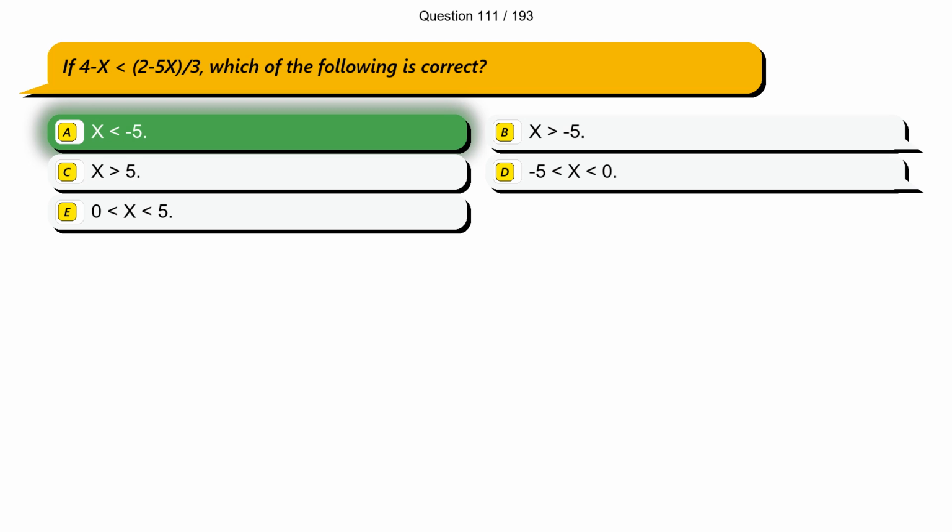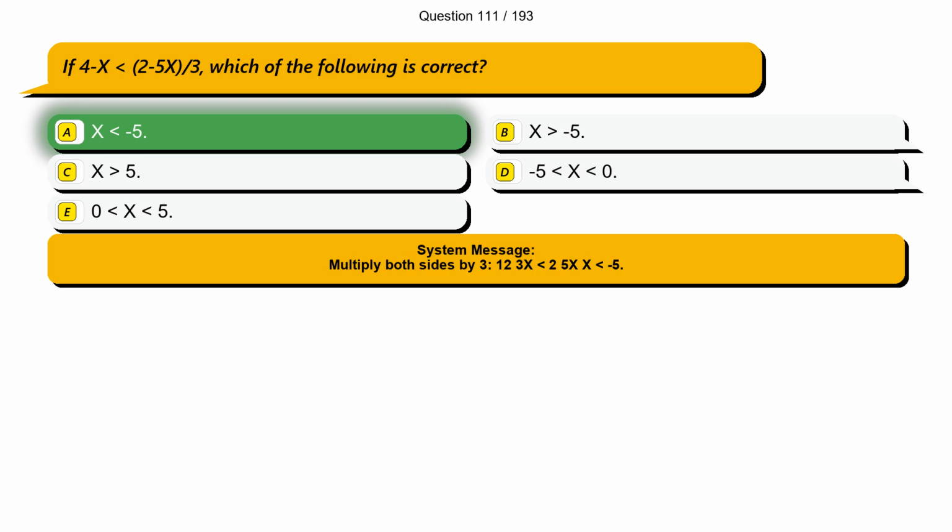The correct answer is option A, x less than 5. Multiply both sides by 3, 12 less than 3x less than 25, so 4 less than x less than 5.